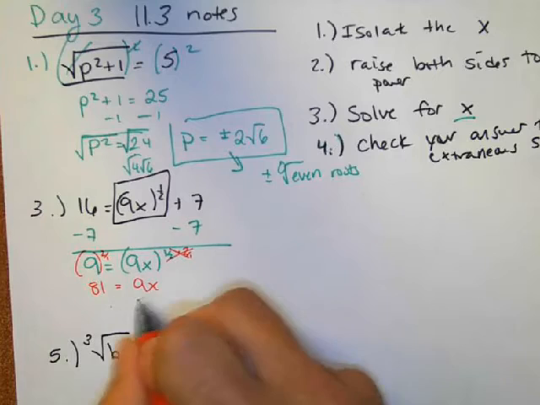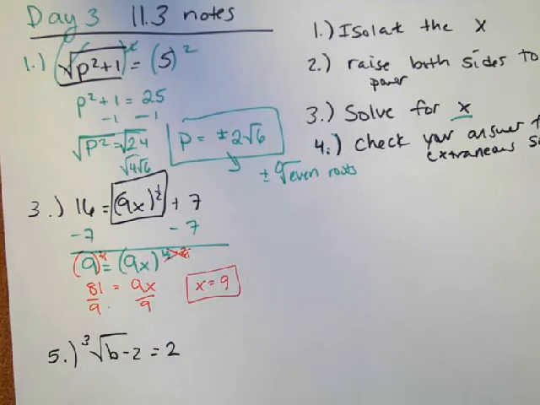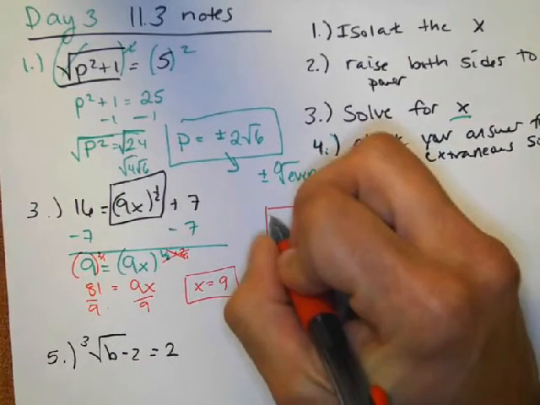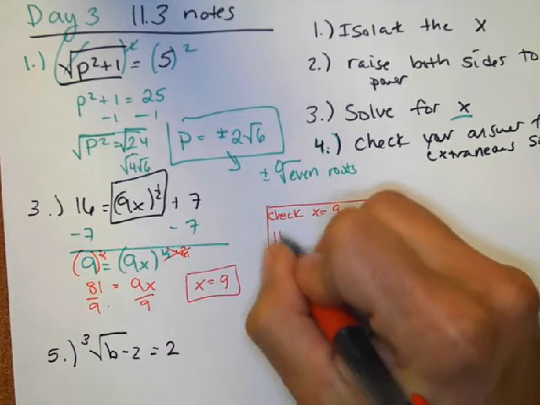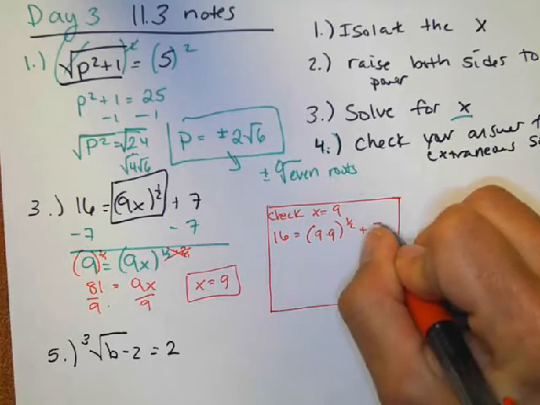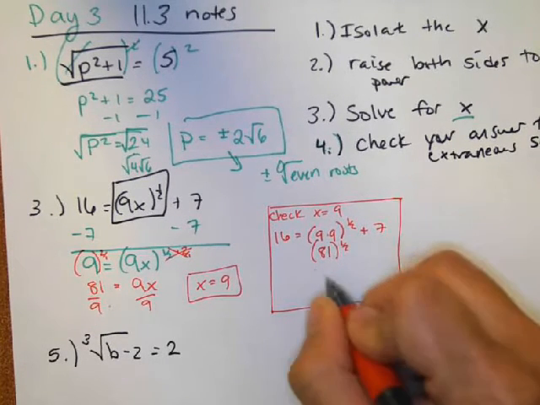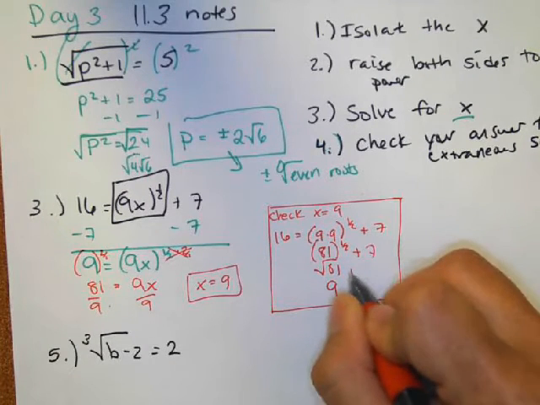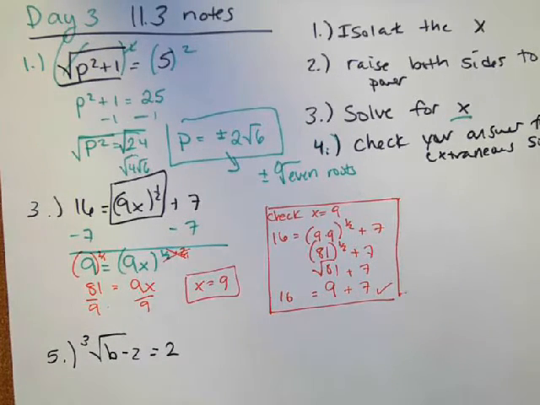So now I'm on to step 3. Divide by 9, and I get x equals 9. Do my check. Not optional. Check my answer of x equals 9. So I'm plugging it back into my original. 9 times 9 is 81. The 1/2 power means square root. Parentheses, 81 exponent 1/2 means square root of 81. Square root of 81 is 9. 9 plus 7 is 16. So it does check. All is well with that question.